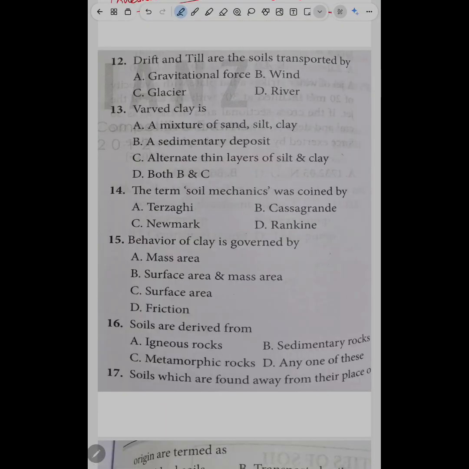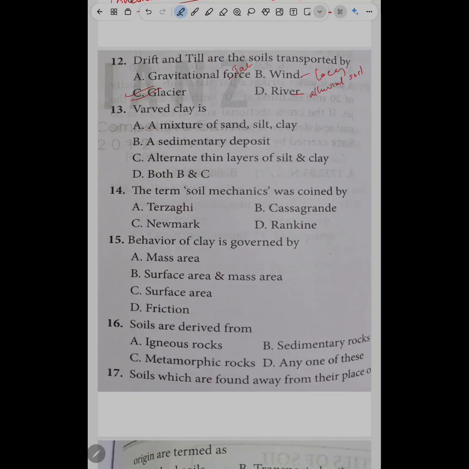Next: drift and till are the soils transported by. So many times we discuss drift and till is due to glacier. For gravitational force, talus will come; wind, aeolian soil, loess will come; then running water or by river we can say alluvial soil.